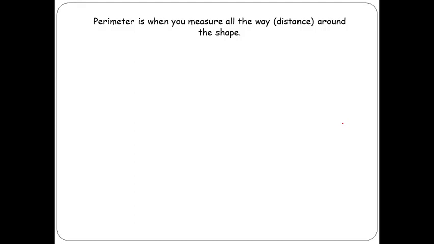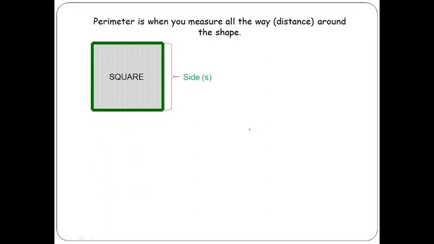Perimeter is when you measure all the way around the shape. All the way around the shape means you have to include all the sides of the shape and you have to add the length of all the sides of the shape.